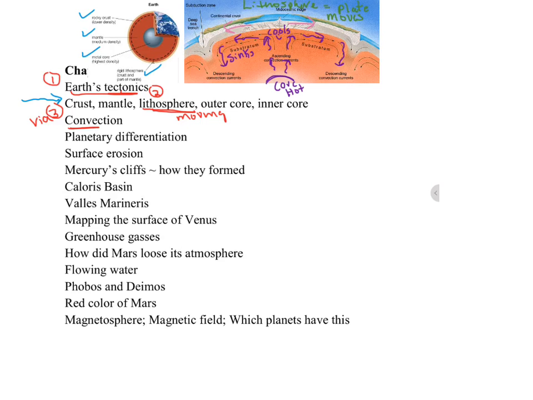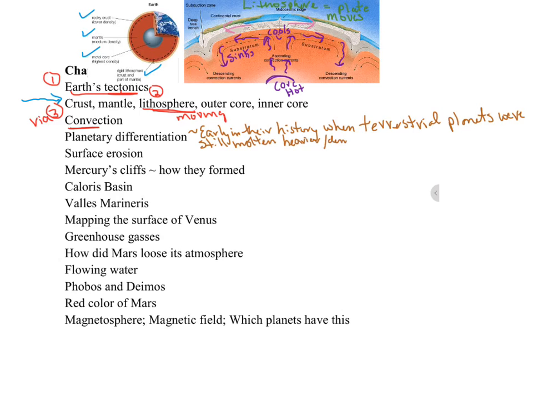Then go on to planetary differentiation. So early on in the history of our terrestrial planets, because this chapter was all about terrestrial planets, the terrestrial planets were still fluid, and so that allowed for heavier material within that budding planet to sink and lighter material to rise. We call this planetary differentiation.